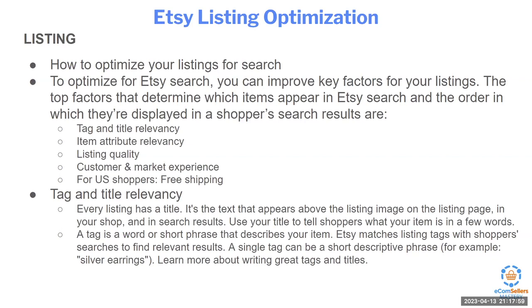When it comes to your tags and titles, make sure that your tags are short. Your title tells what the product is, whatever it is. So I just did productivity planner printable. That is what it is. It's a productivity planner printable sheet. That's really what it is.